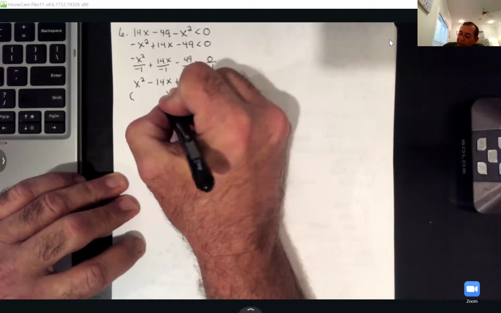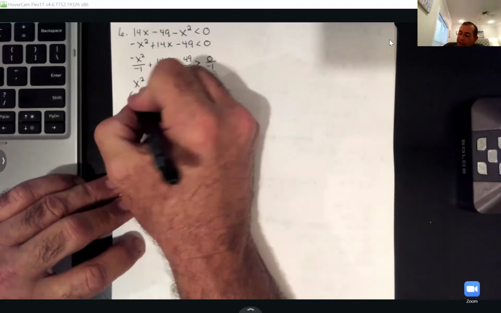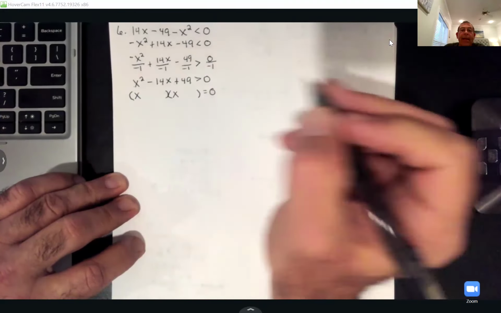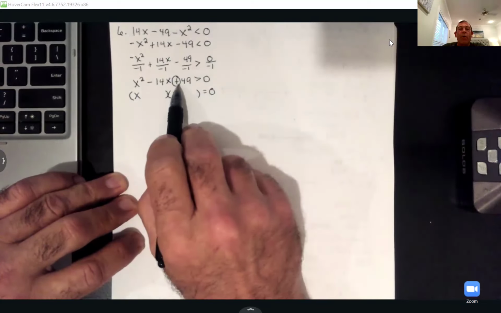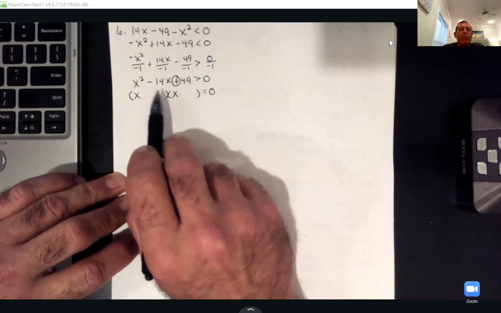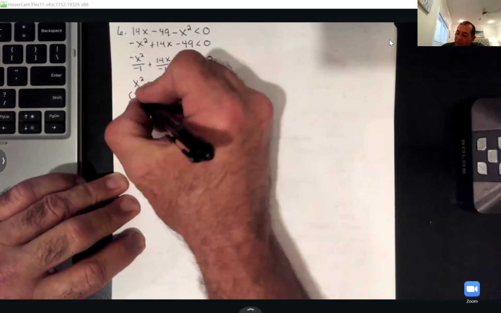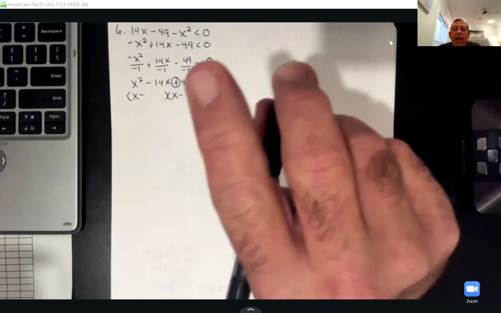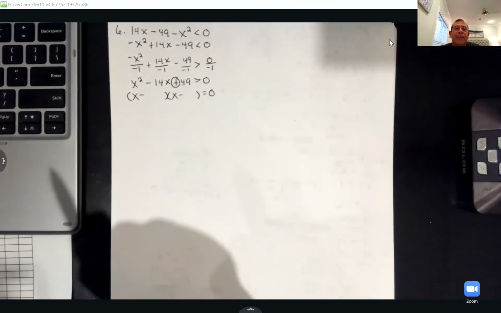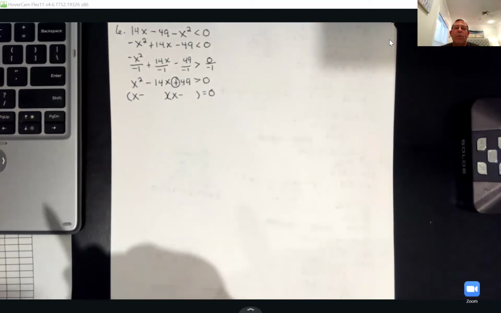So now we're ready to factor this. So the x squared is an x and an x. Now, the 49 is positive. So both of these signs will be negative like the middle number. So y'all, all I need now, how about this? Factors of 49 that'll add to equal 14.